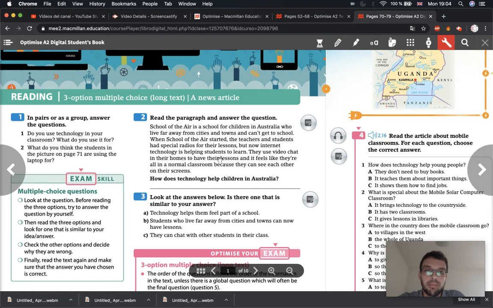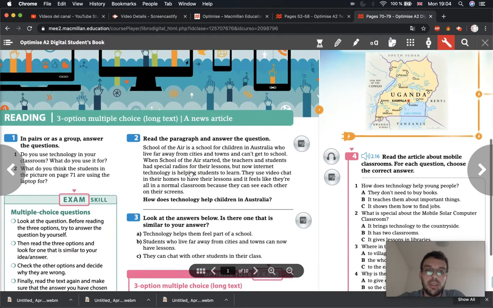Okay, now, did you understand? Okay, you can always pause the video and read again. Now, our question is, how does technology help in Australia?